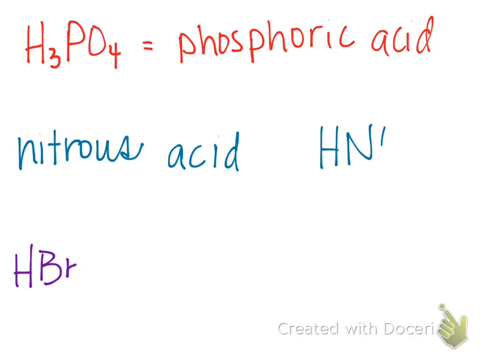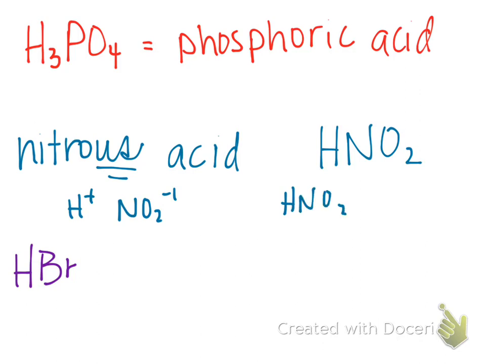HNO2. Raise your hand if you agree. Perfect. Okay. Nitrous means it has to come from nitrite. Nitrite is NO2 minus 1, and hydrogen is plus 1, so they should combine perfectly to HNO2.